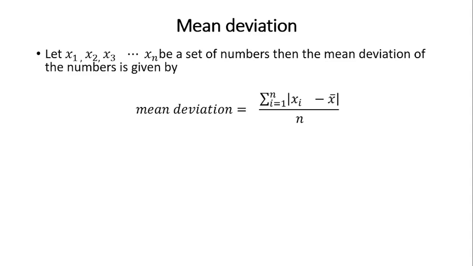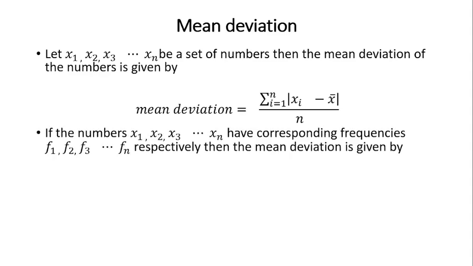Absolute value means the positive value. So when a number is negative, it becomes positive. When it is positive, it remains positive. So if the numbers have corresponding frequencies, just like when we calculated the mean, then the mean deviation is given by this. You sum all the xi minus x bar times their corresponding frequency, divided by the total frequencies.